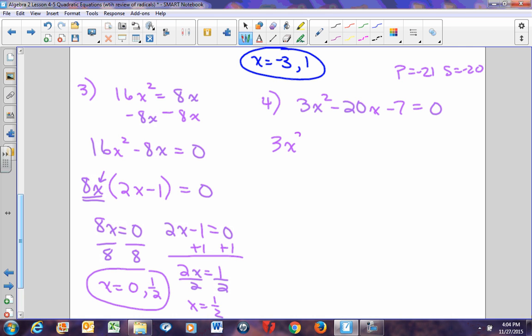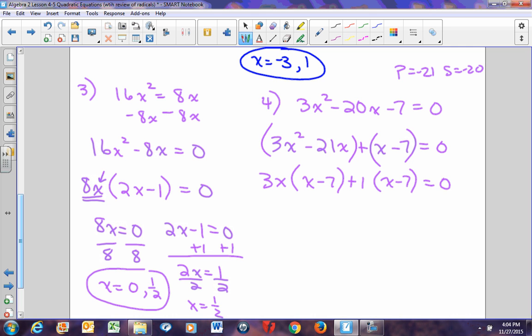So 3x squared minus 21x plus x minus 7. First 2, last 2. I can take out a 3x out of the first one, and I'm left with x minus 7. Out of the second one, I can take a 1, and I'm left with x minus 7. So I get 3x plus 1 and x minus 7 equals 0. So 3x plus 1 equals 0, x minus 7 equals 0.